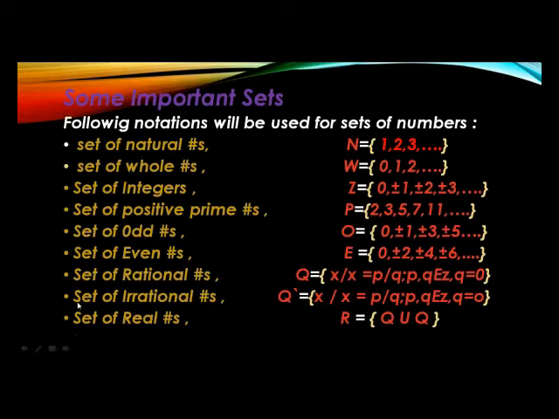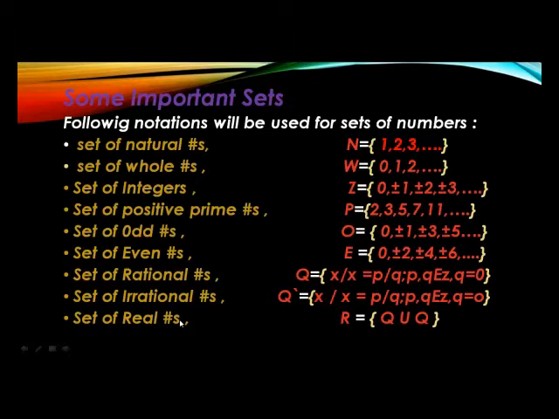This is the condition. The set of irrational numbers. Irrational numbers are represented by Q dash or Q prime. And again, it is written as X such that X belongs to P upon Q, where P and Q belong to Z, and Q is not equal to 0.